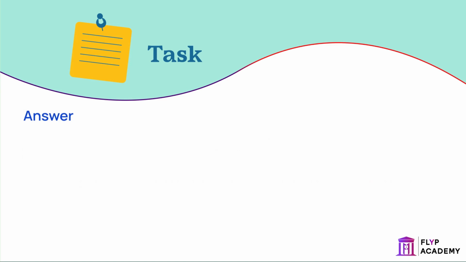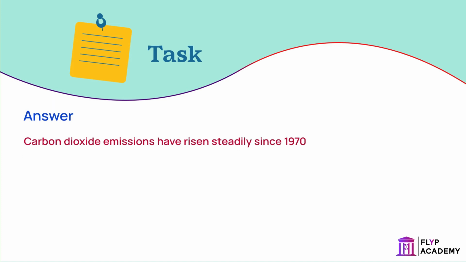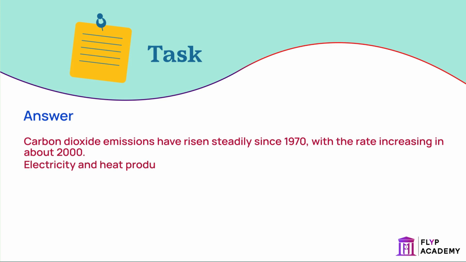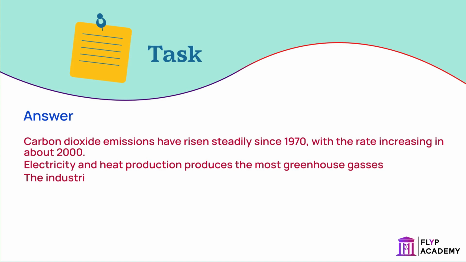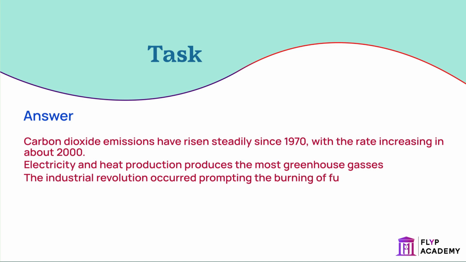And here are the answers. Carbon dioxide emissions have risen steadily since 1970, with the rate increasing in about 2000. Electricity and heat production produces the most greenhouse gases. The Industrial Revolution occurred, prompting the burning of fuels in factories and cars.